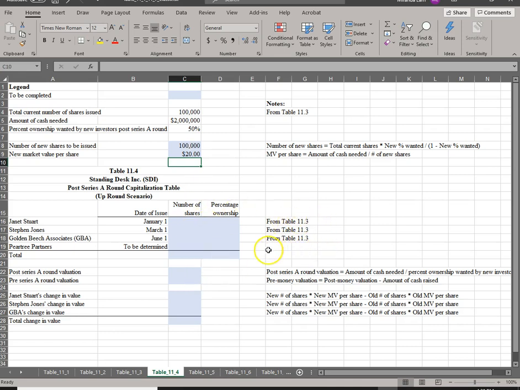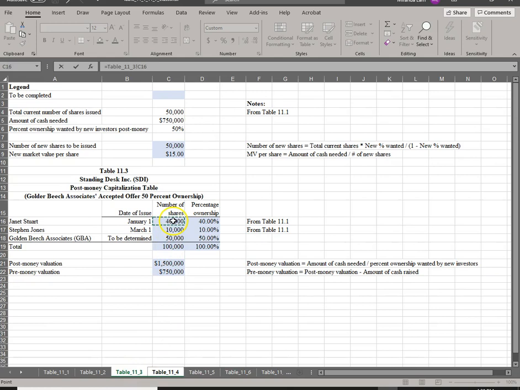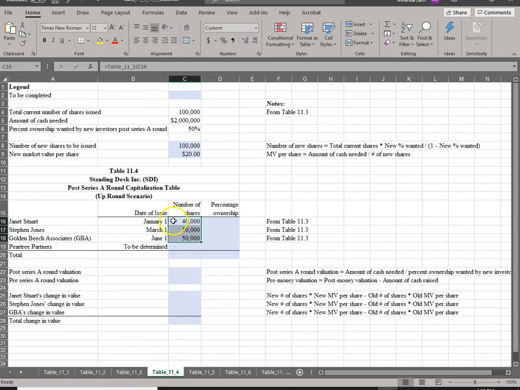So we're going to take this from table 3. So the number of shares for Janet actually remains the same. It is 40,000 shares. And the shares for Stephen is 10, and for GBA is 50. So these are taken from table 3. So Pear Tree Partner, this is the new partner. We determined that they will have 100,000 shares. So we can figure out the total number of shares outstanding and compute our caps table.